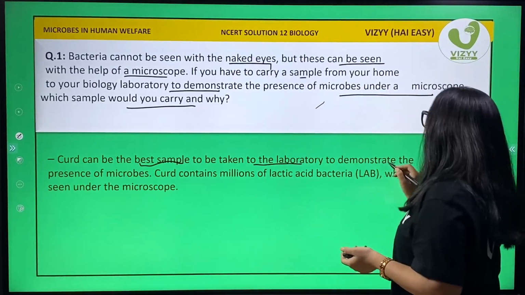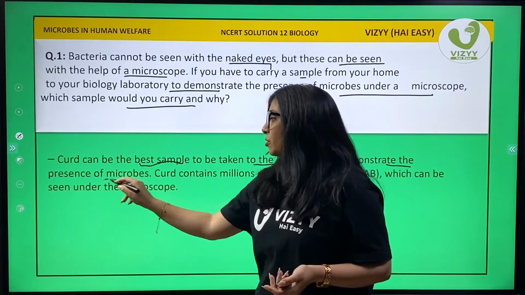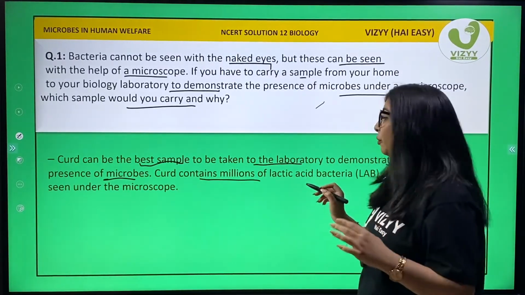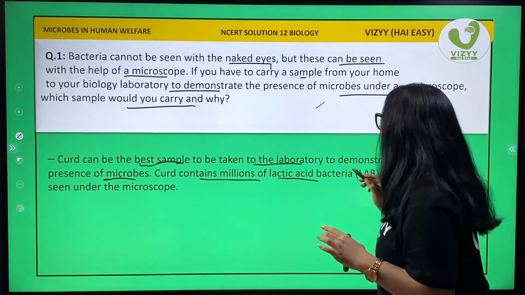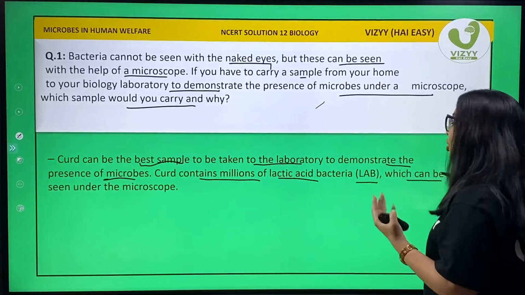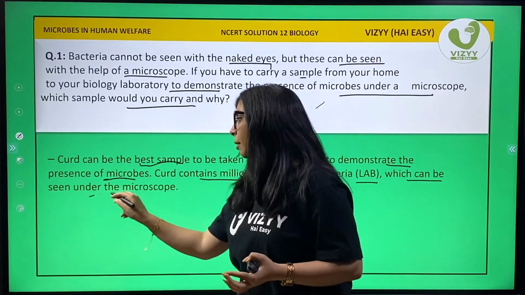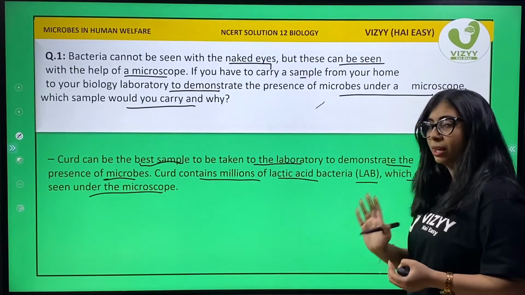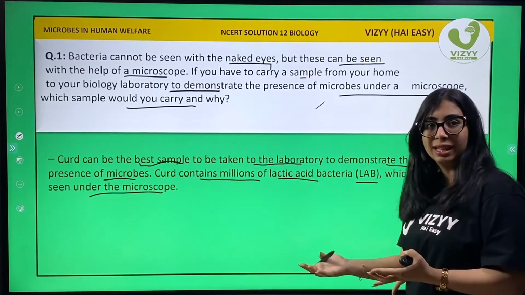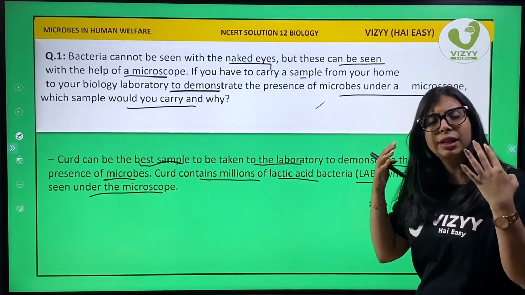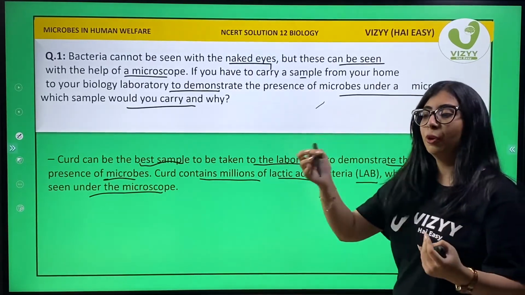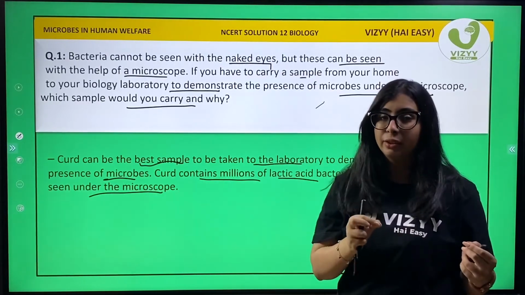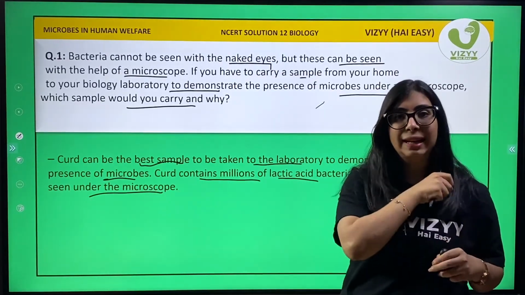Why? To demonstrate the presence of microbes. Because curd contains millions of lactic acid bacteria, LAB, which can be seen under a microscope. This LAB, lactic acid bacteria, are also known as lactobacilli, and they are found in abundance. Like if you put one drop of curd, you will see many such small bacteria inside it. So curd is your best example.